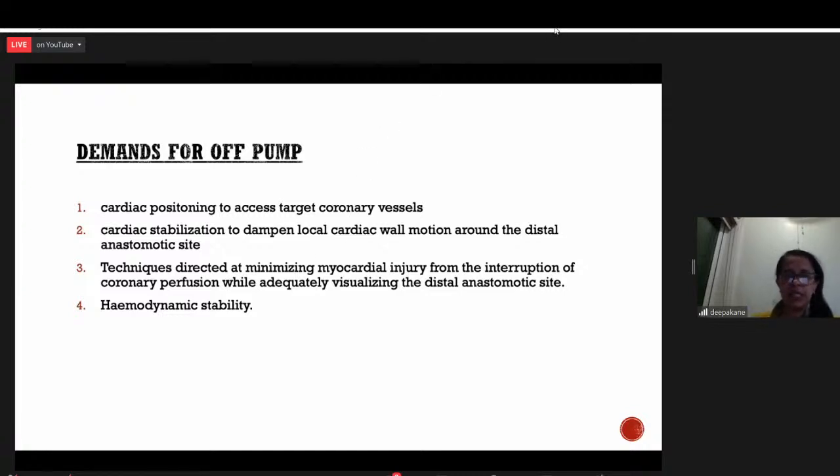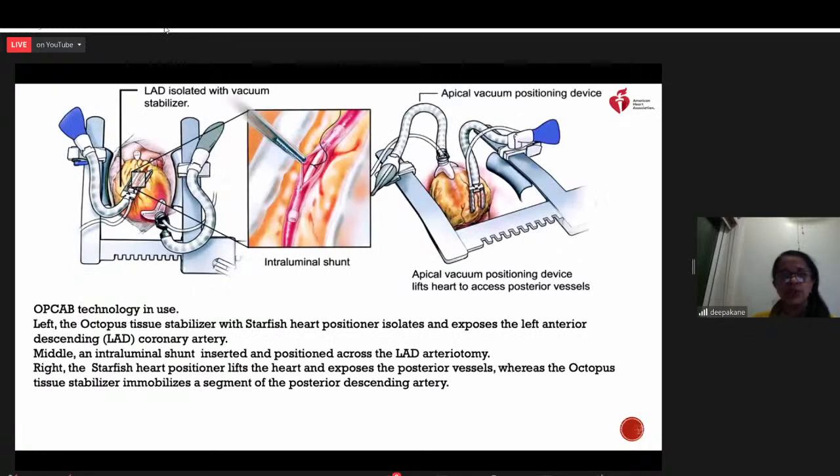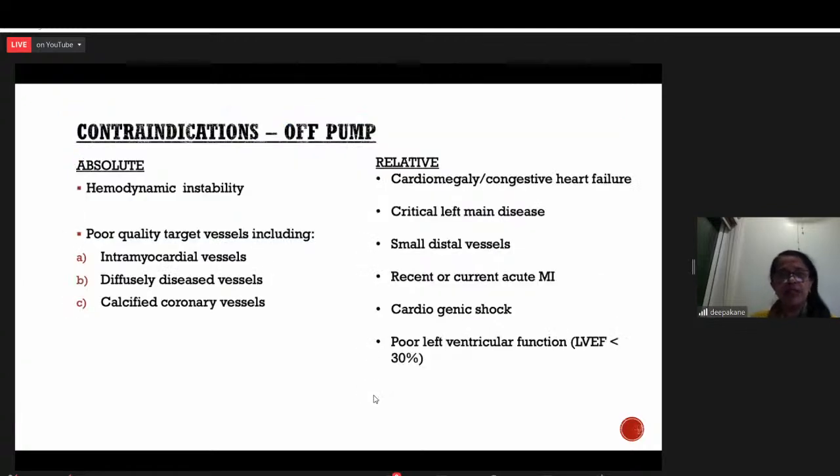He talked about cardiac stabilization, different techniques, and how it is very important to maintain hemodynamics, and anesthesia has a very big role in this. He's already shown you the starfish and the octopus and the intraluminal shunt, so I will not go again into detail. However, the absolute contraindications for off-pump are hemodynamic instability, poor quality of target vessels, including intramyocardial vessels, diffusely diseased vessels, calcified coronary vessels, and congestive cardiac failure. Critical left main, small distal vessels, recent acute MI, cardiogenic shock, or LV aneurysm become relative contraindications for off-pump.